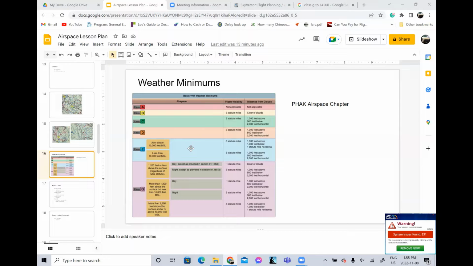So for class Echo, the rules change. If you're below 10,000 feet, you can use the 3-1-5-2 rule again. But above 10,000 feet, the visibility and distance from clouds change. So above 10,000 feet MSL, you need 5 statute miles visibility, 1,000 feet above clouds, 1,000 feet below clouds, and you have to be 1 statute mile away from all clouds. And this is mainly because the aircraft above 10,000 feet are flying much faster.